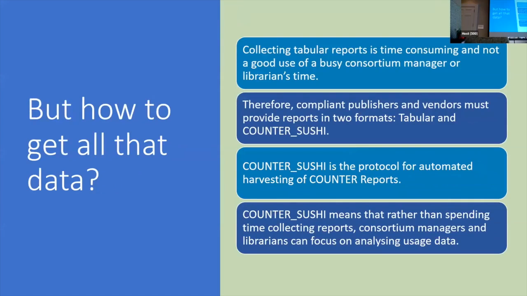But how to get all that data can be a problem. Collecting tabular reports is time-consuming and not a good use of busy consortium managers' or librarians' time. Therefore, compliant publishers and vendors must provide reports in two formats, tabular and Counter-SUSHI. Counter-SUSHI is the protocol for automated harvesting of Counter reports. And Counter-SUSHI means that rather than spending time collecting reports, consortium managers and librarians can focus on analysing the usage data.